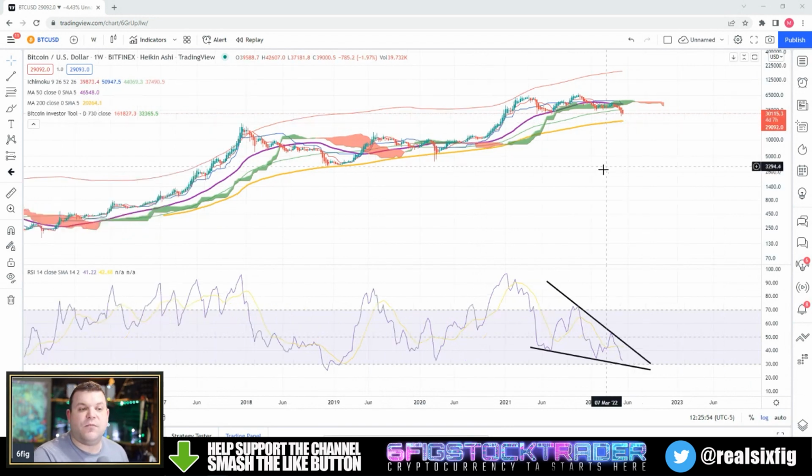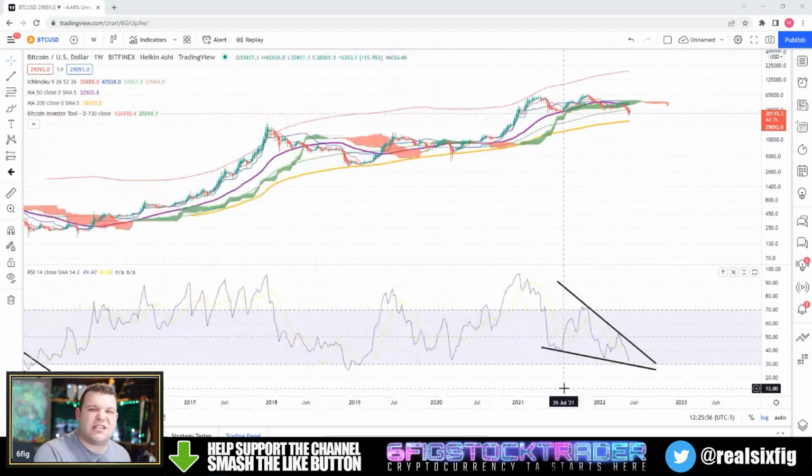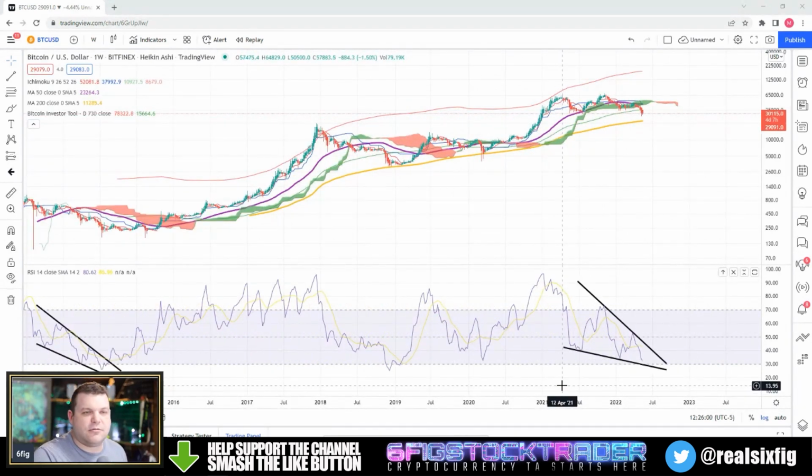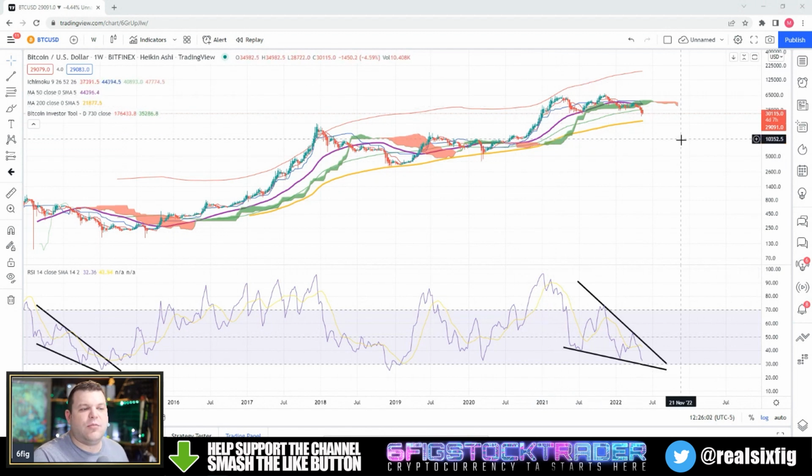With that in mind, we know that we are getting close to a potential bottom, and I say potential because we could see RSI drop to 10, and we could see Bitcoin really go off the deep end.